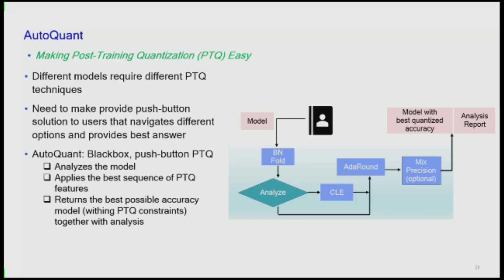So AutoQuant is a push-button solution where the network can directly go into BN fold, or batch norm folding, and then we analyze whether we should do cross-layer equalization and AdaRound, or even mixed precision in this model. This is a whole sequence of optimization. I think this is a more practical solution that the end user doesn't need to think about, like what should be learned.